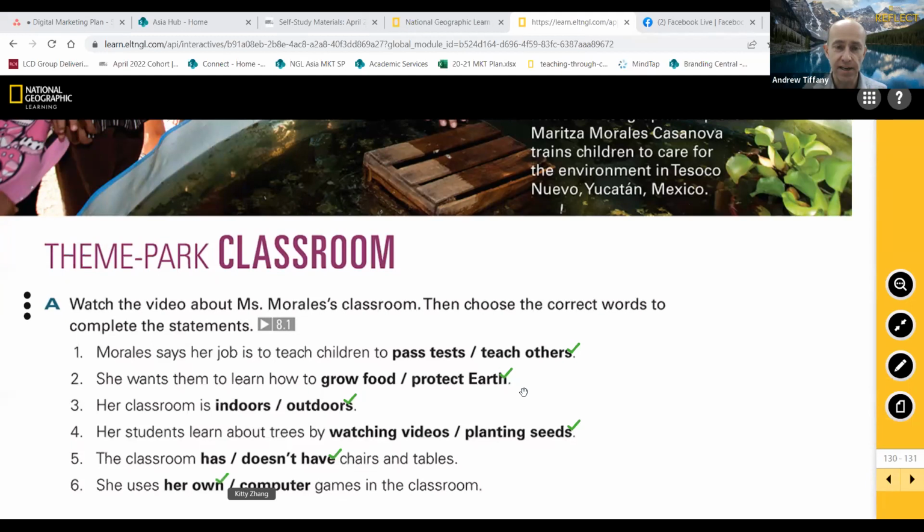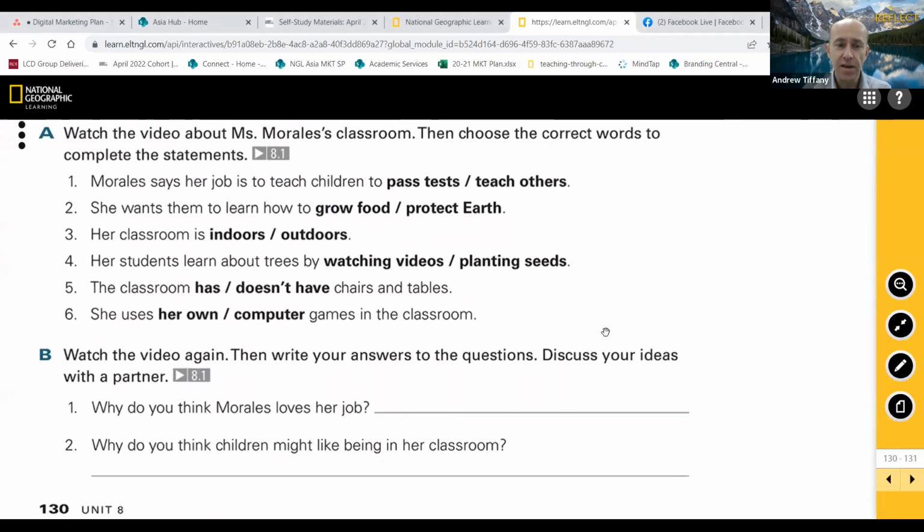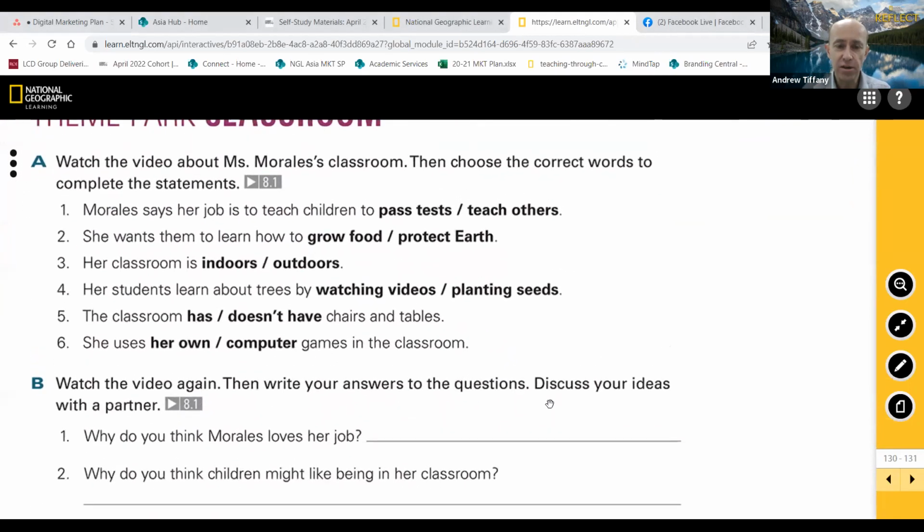Her own games, nice. Okay, so Kitty ticked all the green arrows there for us. Thank you, Kitty. But yeah, so here we're getting an idea about this before we even watch the video, right? We think we know what's going on and we can confirm that in a second. Now, activity B down here, it says, write your answers to the questions. Now, we haven't seen the video yet, but I'm still gonna try this first, right?